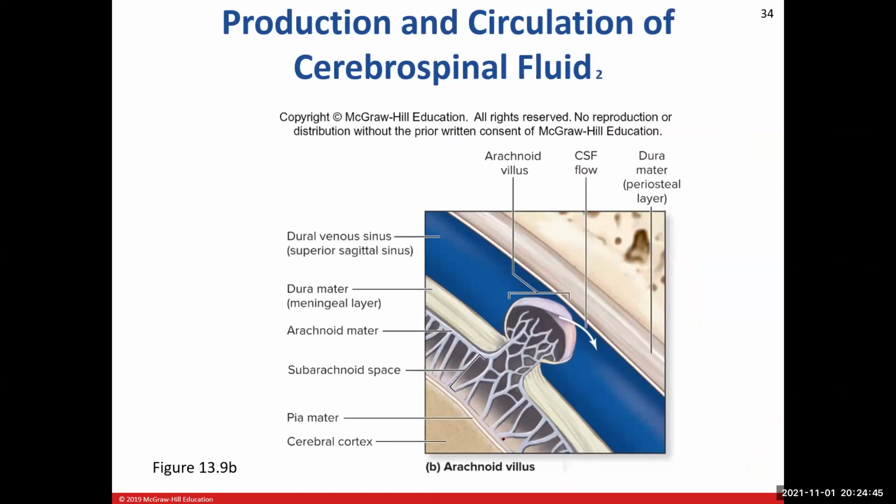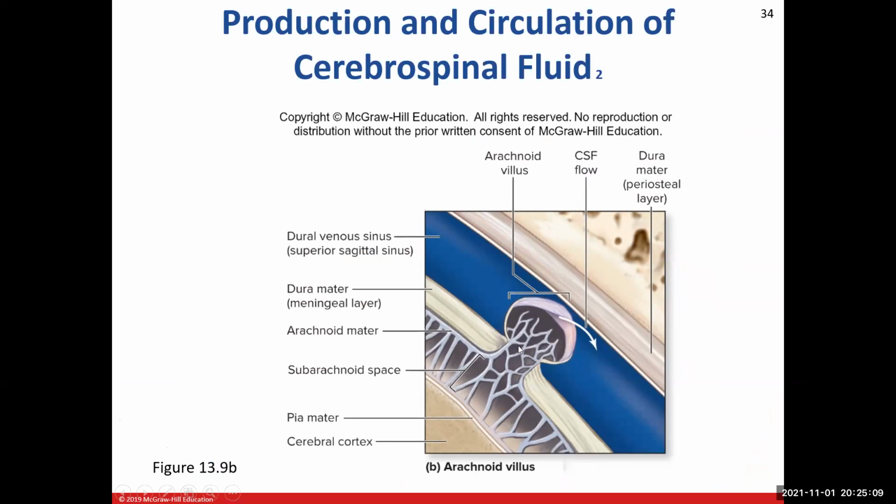So if we zoom in there, here you can see the subarachnoid space with our cerebral spinal fluid. So now we've increased the volume of our cerebral spinal fluid, so we have to release some of that cerebral spinal fluid. So the pressure builds up and it pushes open these cells here that just overlap one another. It creates like a one-way valve.